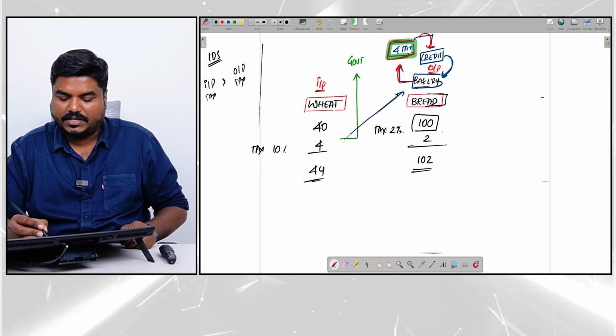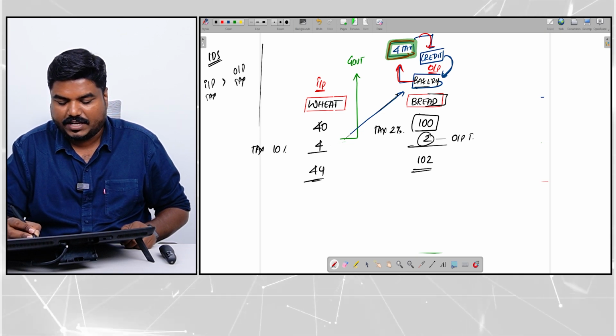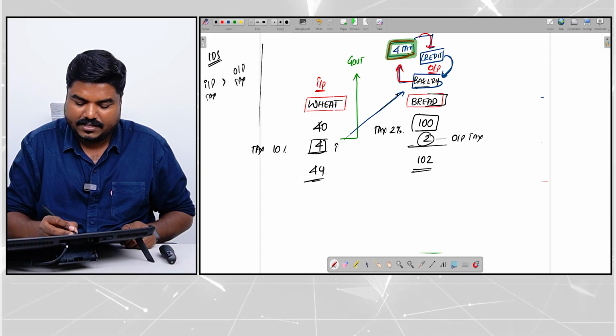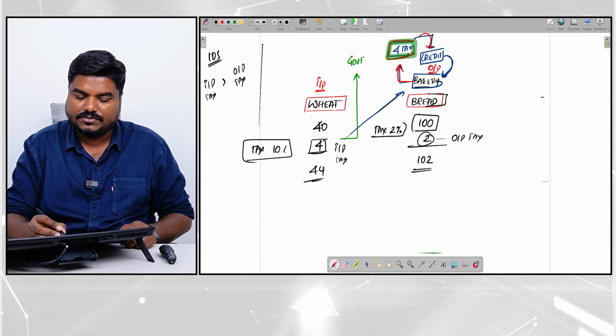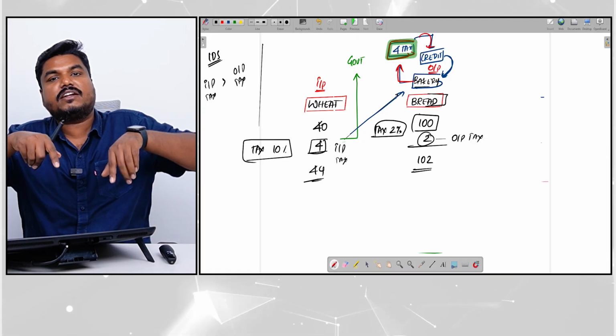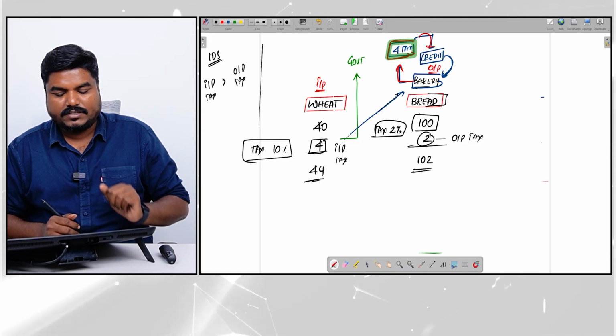So 2 rupees is the output tax. 4 rupees is the input tax. See, input tax is 10%, output tax is 2%. This is a clear case of inverted duty structure. Now what is the problem, sir?